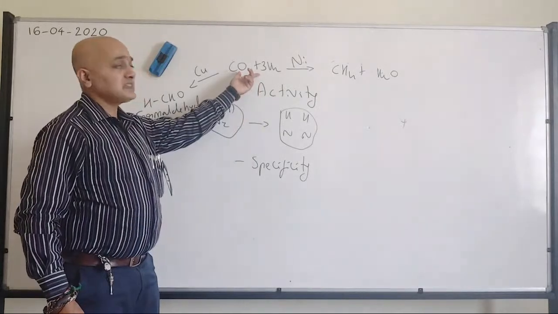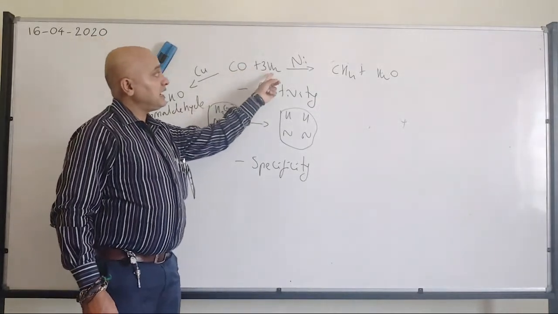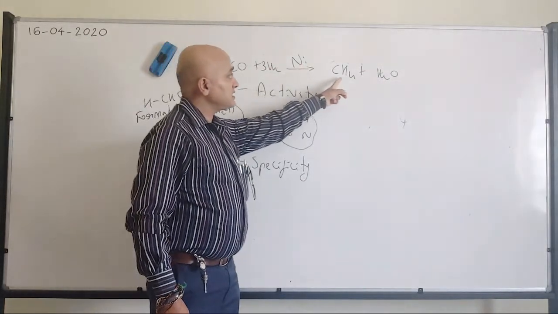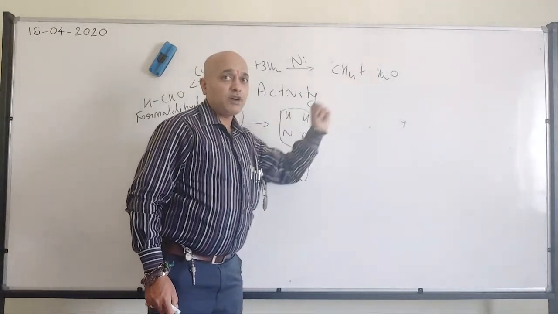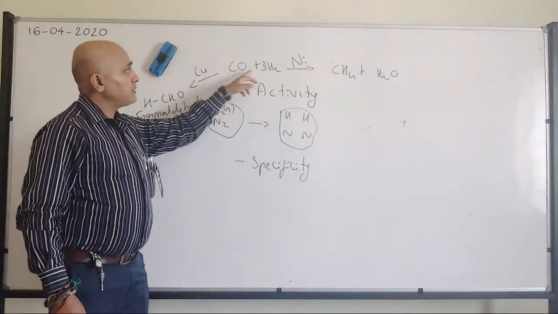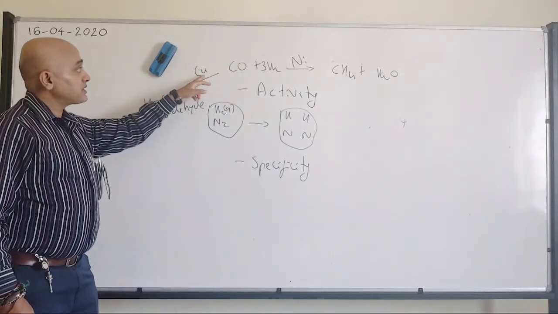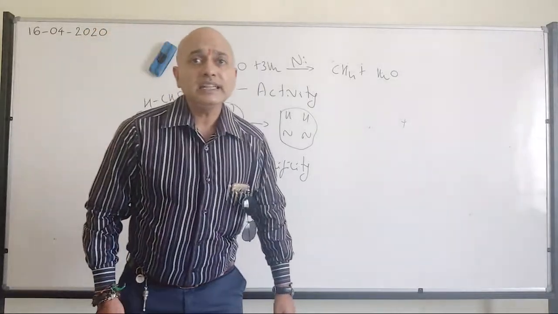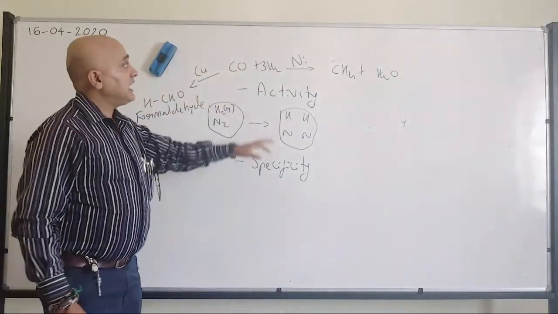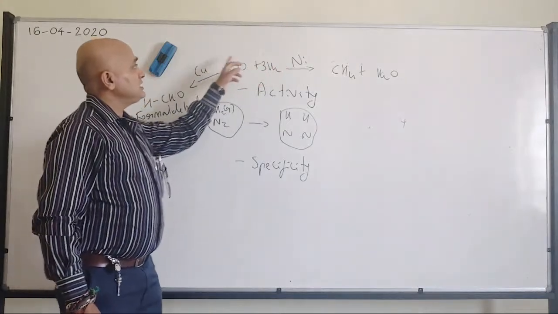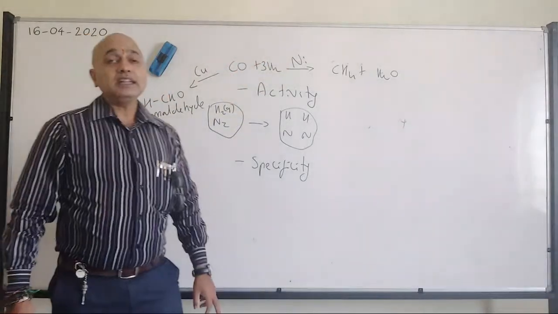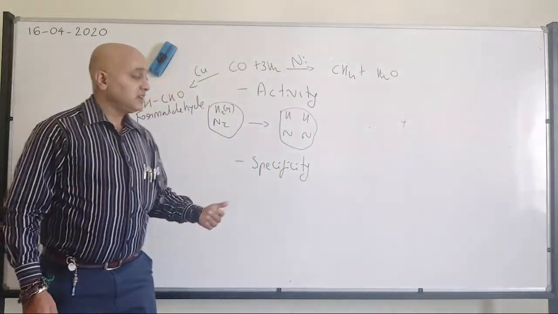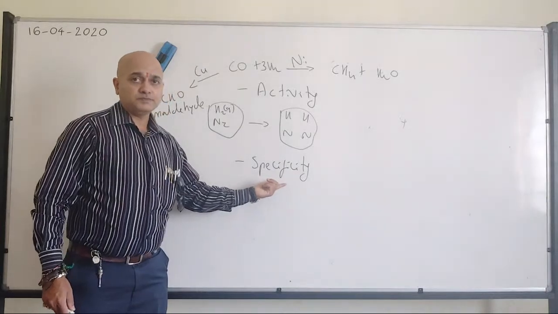Now the reactants are the same. Carbon monoxide and hydrogen in the presence of nickel as the heterogeneous catalyst will form methane and water. The same molecules, carbon monoxide and hydrogen, in the presence of copper will form formaldehyde. So what does it indicate? It indicates that although they are heterogeneous in nature, we cannot imagine that they are only providing the surface. Along with that, they also have specificity.